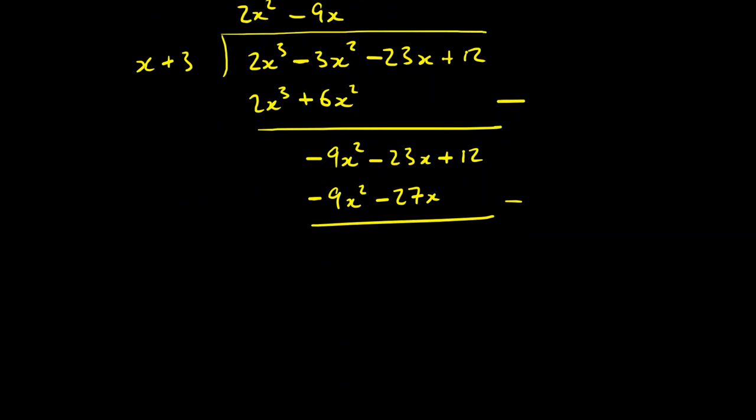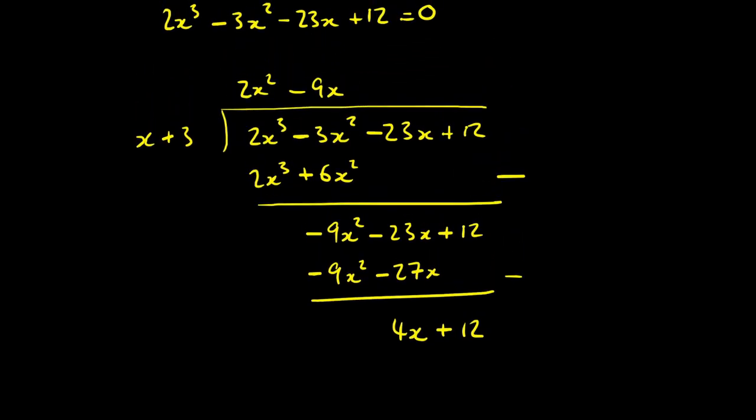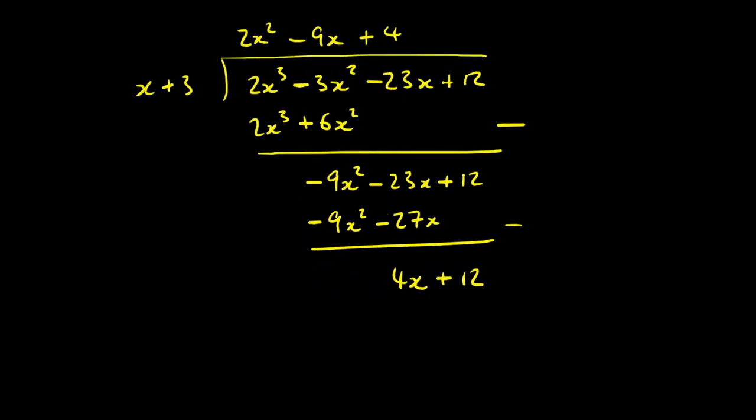So minus 9x squared minus minus 9x squared is 0. Then minus 23x minus minus 27x is actually plus 4x. So we get here 4x plus 12. People will struggle with the negative signs, okay? All right then, 4x is now our new leading term, so we do that divided by x. 4x divided by x is just 4. We take 4 and multiply it by x plus 3, which gives us 4x plus 12. Of course, if we subtract it off, we get 0, which is what we should expect. If you do not get 0, and you know that x plus 3 is a factor, then you have gone wrong.